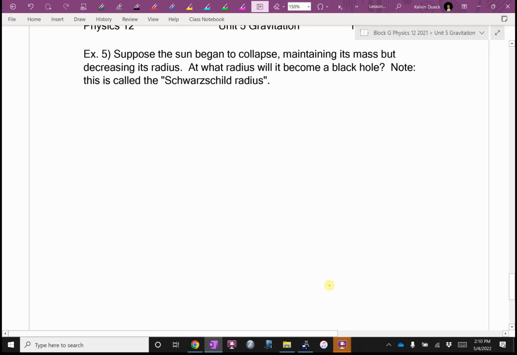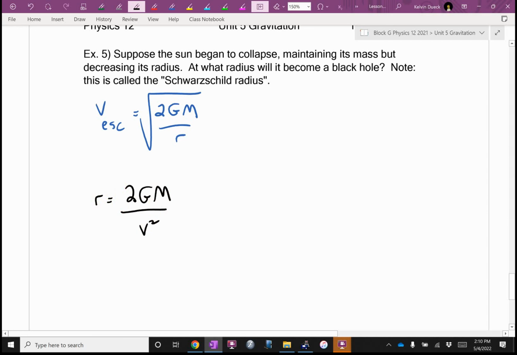Let's destroy our solar system. Suppose the sun began to collapse for some strange reason, and it maintained its mass, but its radius began to decrease. At what radius will it become a black hole? This is called the Schwarzschild radius. This is also where the event horizon begins. So, Braden, it's going to be the same approach. We start out with escape velocity, and we get the R by itself, which I'm pretty sure ended up being 2 big G big M over V squared.